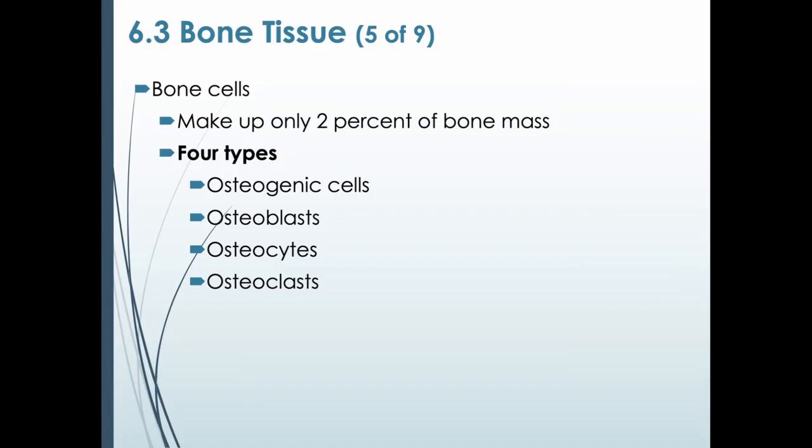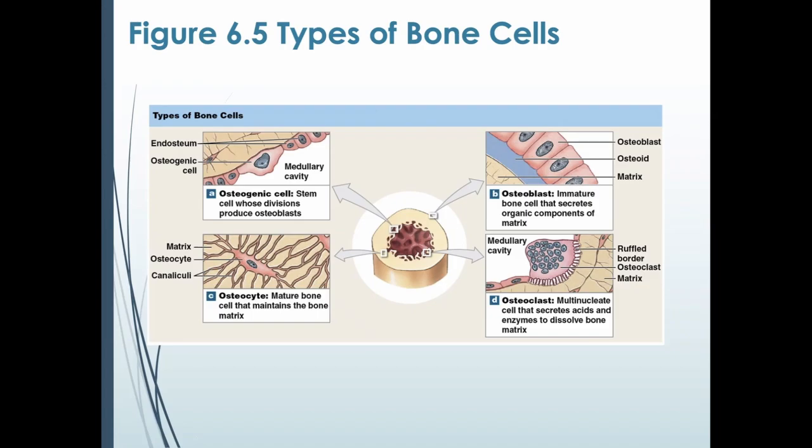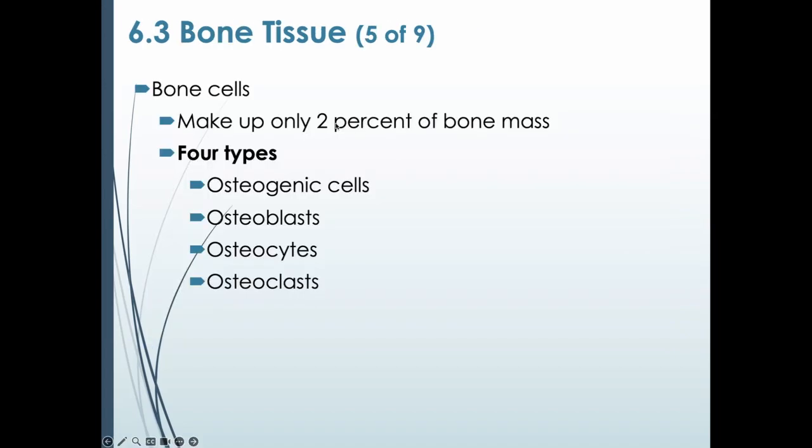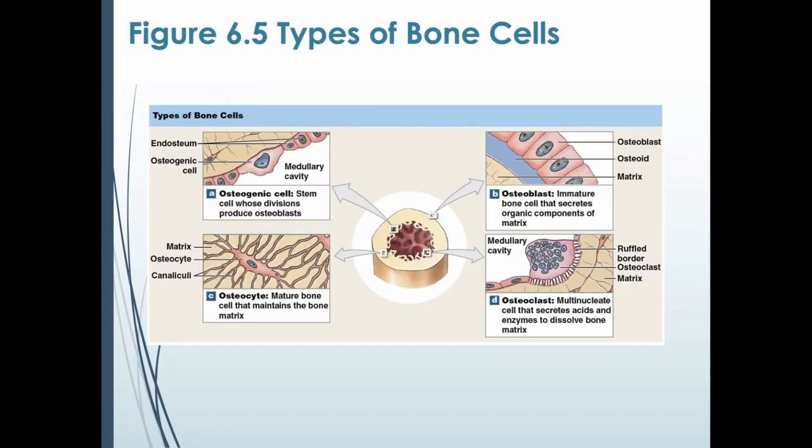All right, so your bone cells. Your bone cells are going to make up about 2% of your bone mass. There are four types of bone cells: your osteogenic cells, your osteoblasts, your osteocytes, and your osteoclasts. Notice what they have in common is the root osteo, which means bone. Your bone cells only make up 2% of that bone mass. So let's look at each of these cells individually.